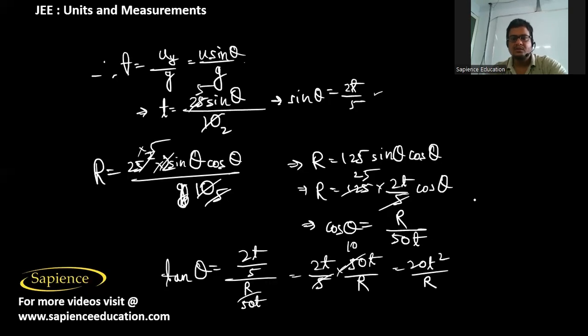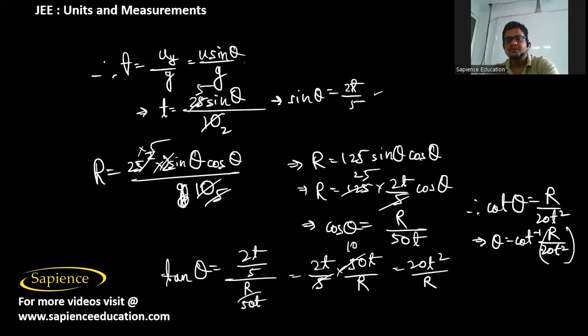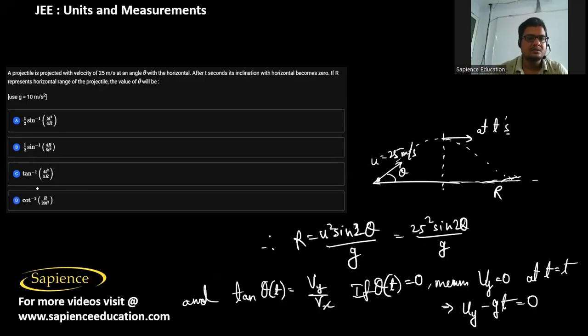So tan theta is 20t square by r. So therefore, cot theta I can say that is r by 20t square. So therefore, theta will be cot inverse of r by 20t square, or tan inverse of 20t square by r. So option D is the correct answer.